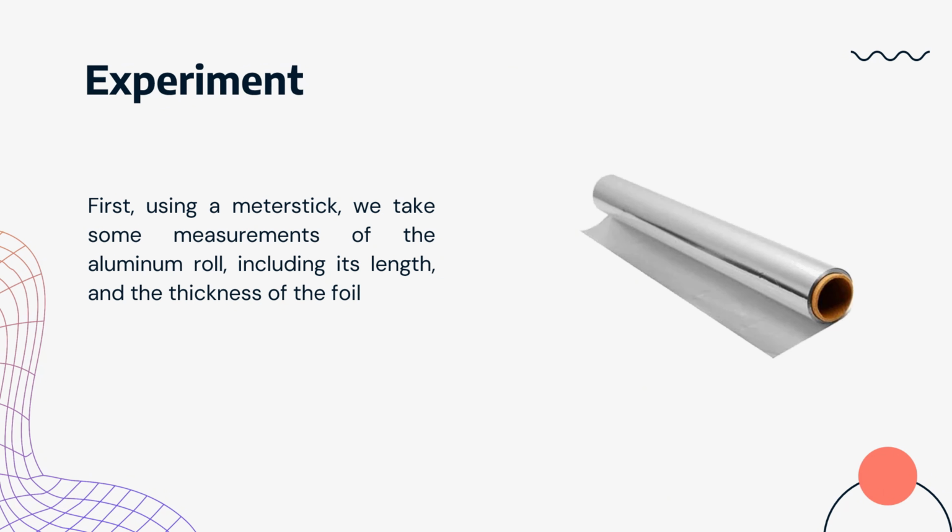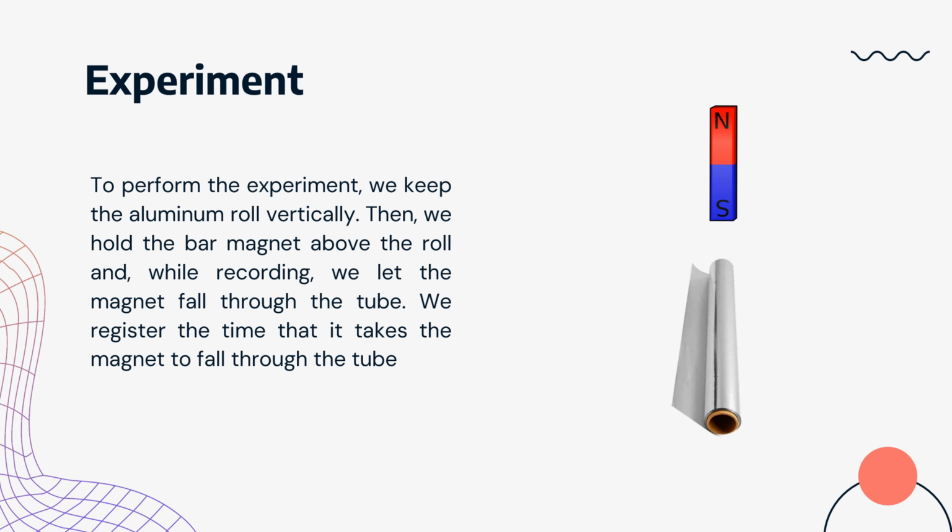First, using a meter stick, we take some measurements of the aluminum roll, including its length and the thickness of the foil. To perform the experiment, we keep the aluminum roll vertically. Then we hold the bar magnet above the roll and, while recording, we let the magnet fall through the tube. We register the time that it takes the magnet to fall through the tube.